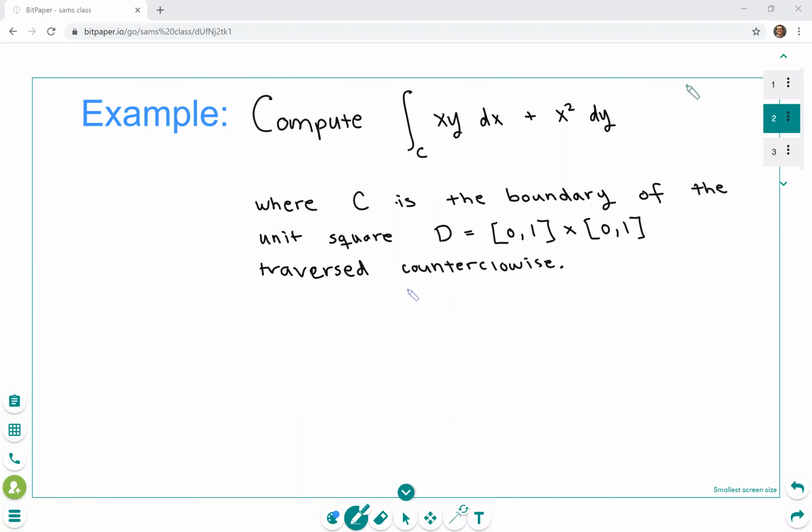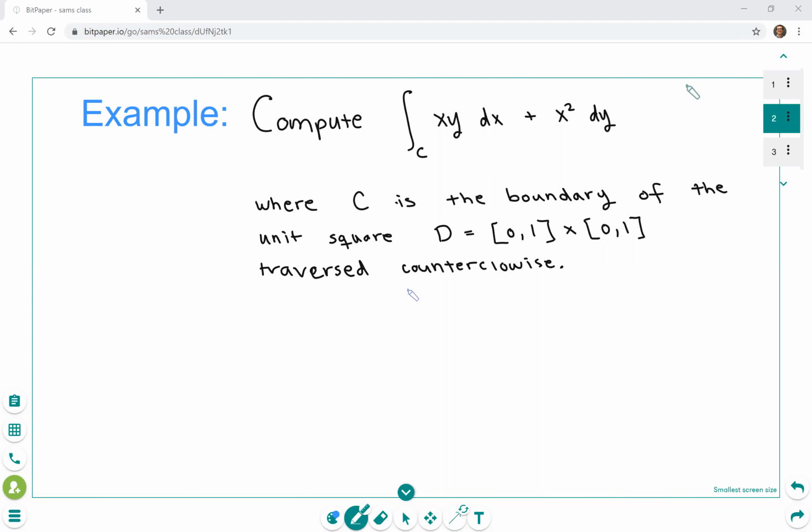Hey guys, this is going to be a video where I do a couple examples using Green's theorem to compute line integrals of planar curves. Okay, so let's first just read this problem. This first one is going to be an easier problem where we kind of just directly apply the formula, and then after this we're going to do a little tougher one.